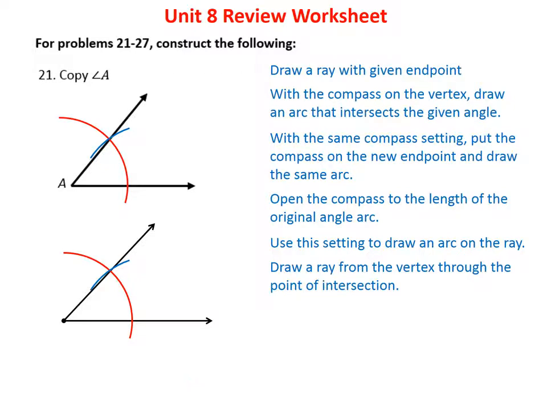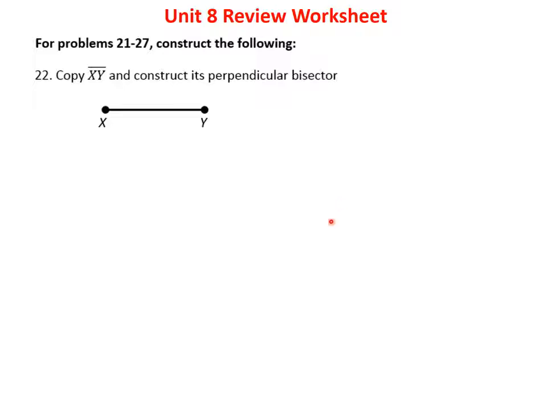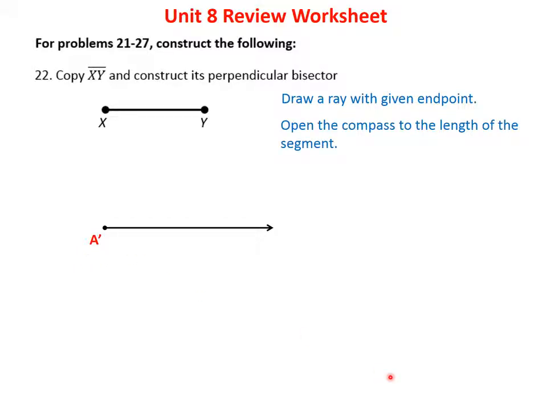And now, in problem 22, we're being asked to copy XY right here and then construct its perpendicular bisector right down the middle here. So the first step, we need to start by drawing a ray with a given endpoint. I'll draw it down below here, and that's my starting point. I label one side A prime. That's going to be the length. I'm going to make it AB. So for the second step, let's open the compass to the length of our original segment.